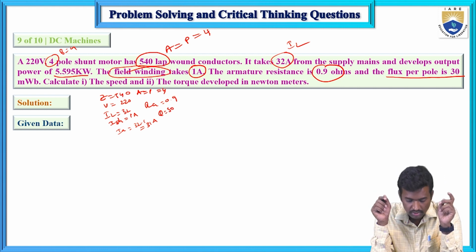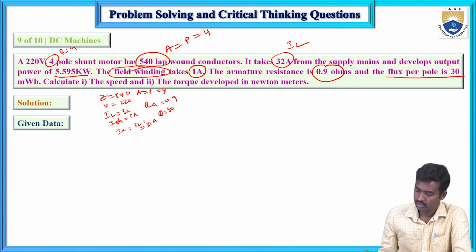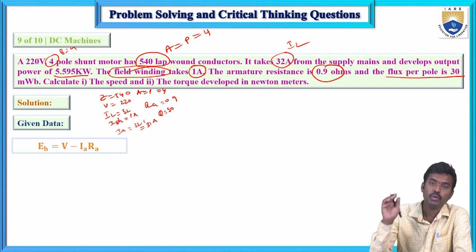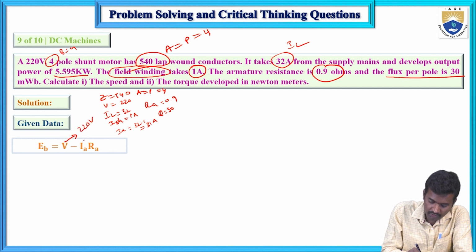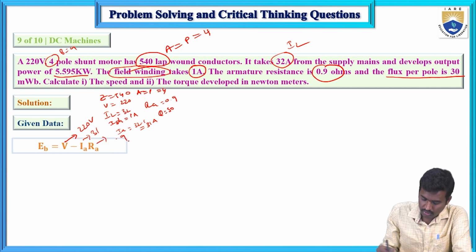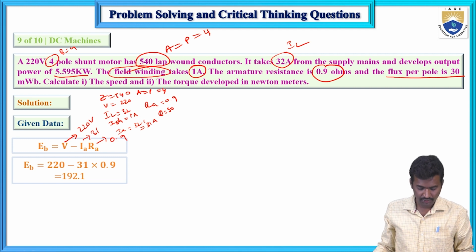From this we can determine speed and torque. Here first, Eb equals V minus IA RA. Here V indicates 220 volts and IA indicates 31, which is IL minus ISH. This is 31 and this one is 0.9.